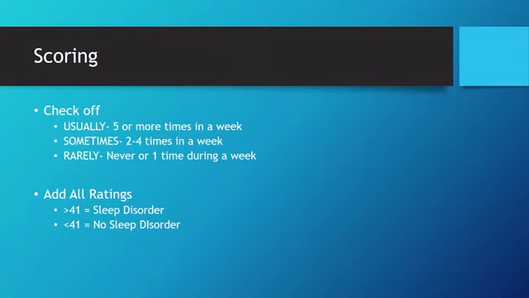So in the case of giving the parent the questionnaire, the child scored a 40. Because it was not over 41, the child does not have a sleep disorder. If the child had scored over 41, they would have a sleep disorder.